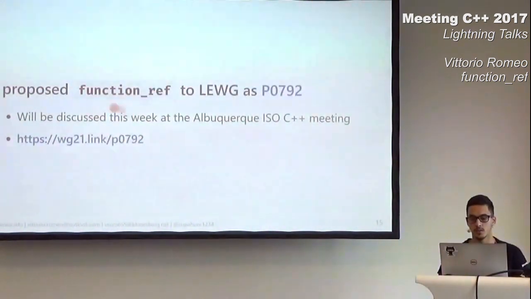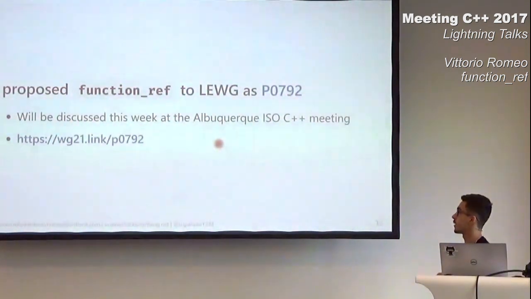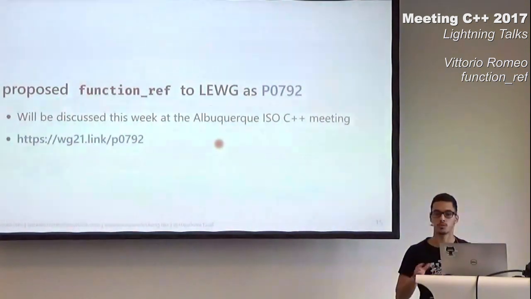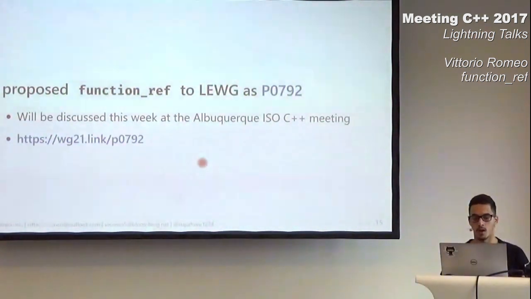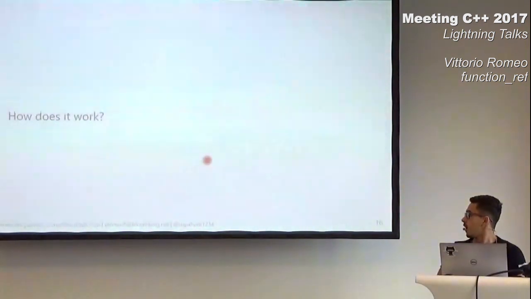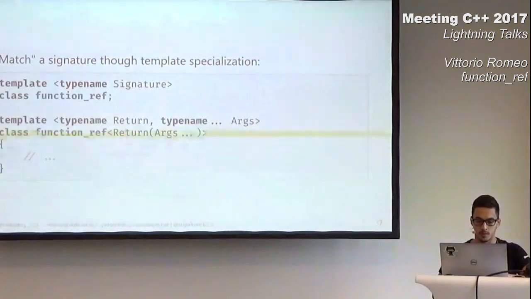So I proposed this to the Library Evolution Working Group, and it was discussed in Albuquerque, and I got news yesterday that they like the proposal. They just want to change some of the semantics. Like, it has an empty state right now, but they want to get rid of that. So I'm optimistic that in a few revisions it's going to be in the standard. And if you're interested in seeing how it works, this is pretty much it.